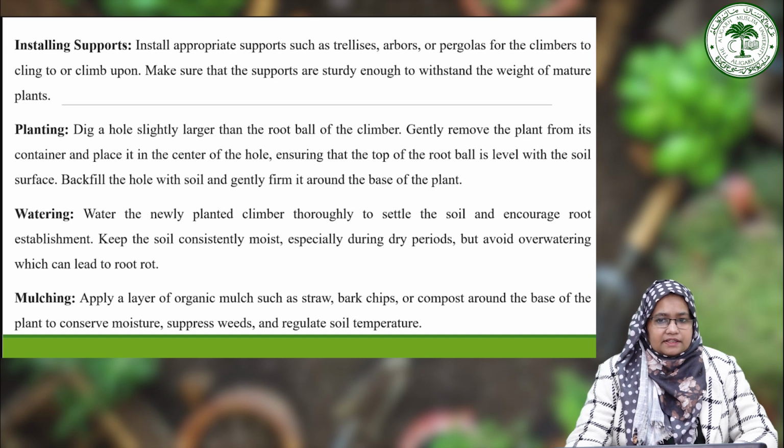Then there is mulching application. Apply a layer of organic mulch such as straw, bark chips or compost around the base of the plant to help retain soil moisture, suppress weed growth and regulate soil temperature. Maintain a mulch layer thickness of 2 to 3 inches, ensuring that it does not directly contact the stems or trunk of the climber to prevent potential rotting or pest issues.